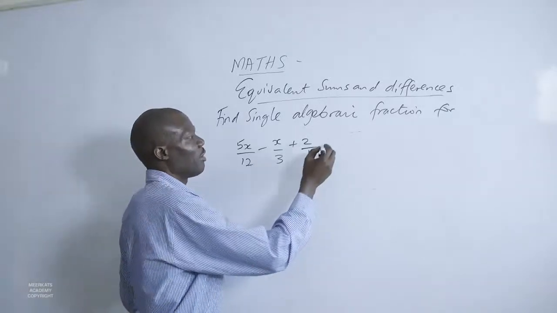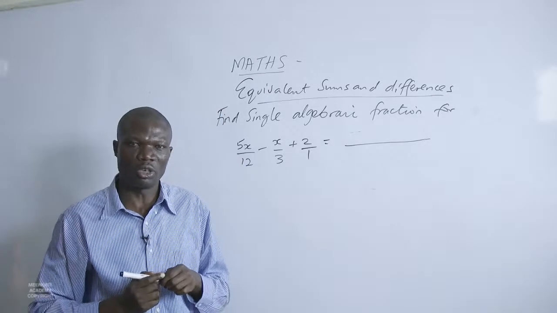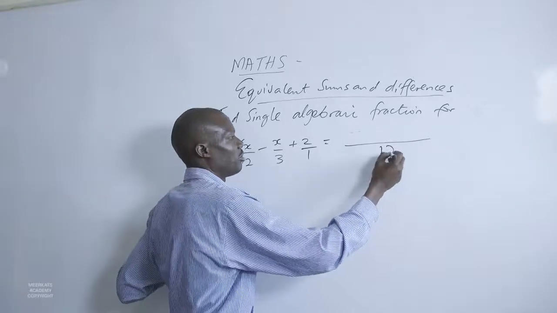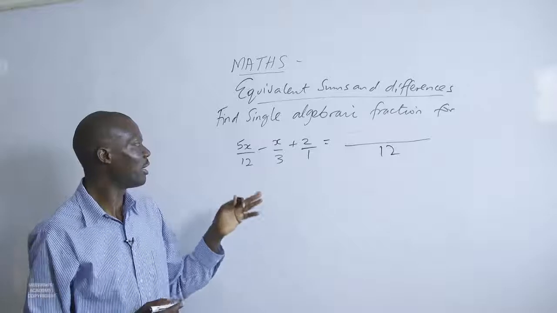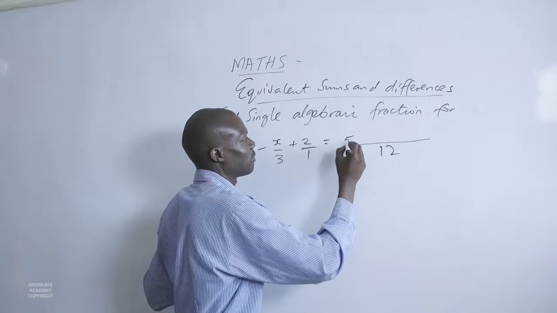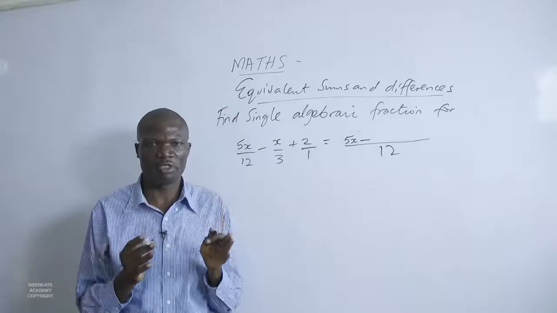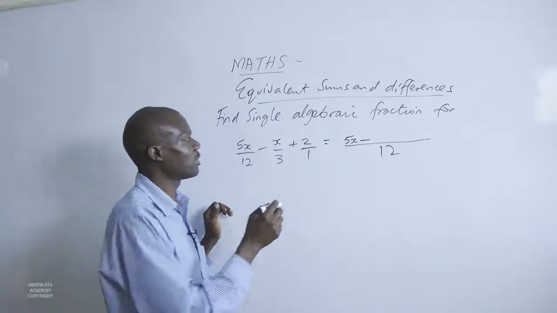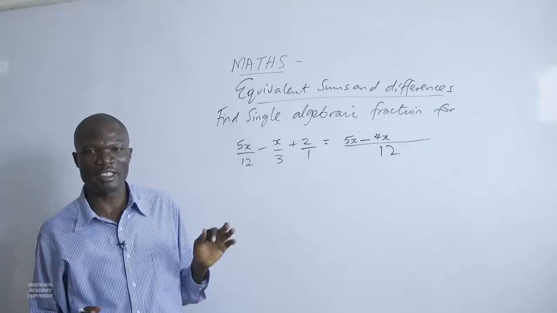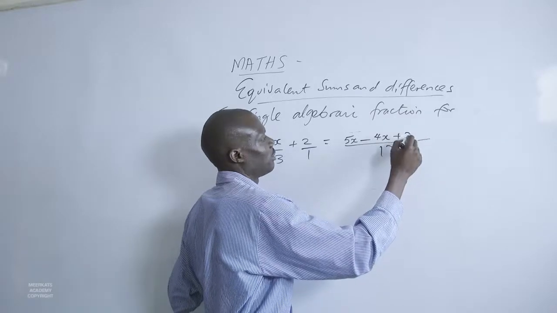Now, having reached there, we move ahead and find the lowest common denominator. Our lowest common denominator here is 12, because 12 is a multiple of 3 and 1. 12 divided by 12 is 1. 1 times 5x is 5x. Minus 12 divided by 3 is 4. 4 times x is 4x. And then 12 divided by 1 is 12. 12 times 2 is 24. So plus 24.